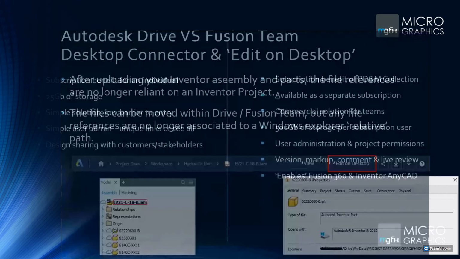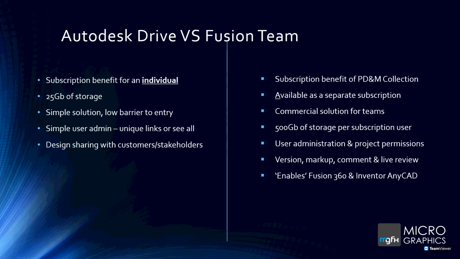Okay, so I spoke about Autodesk Drive and I spoke about Fusion Team. So now, what's the difference between the two? Why would I take the one over the other? Okay, so they've got specific roles. Autodesk Drive, I would say that an individual or a very, very small team should use, like 2 or 3 people. Whereas Fusion Team is for a bigger team. Okay. Lots of people, 10, 25, 50 people.